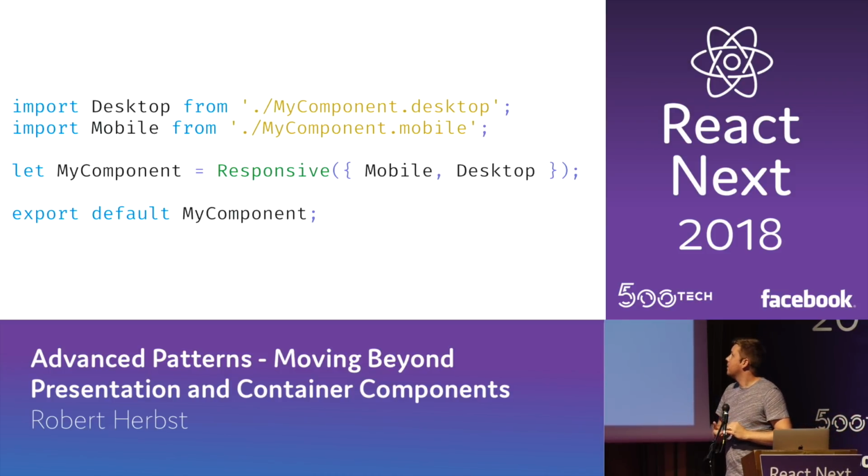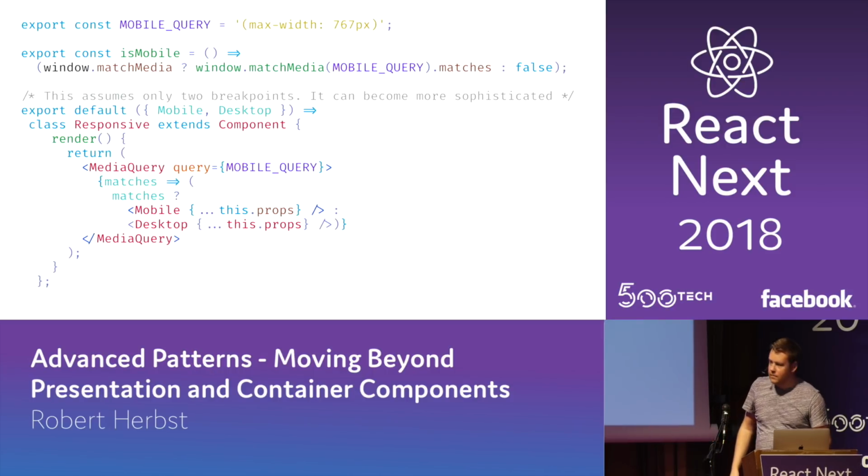So if you look at the code there, we've got a desktop version of our component, a mobile version of our component, and a responsive helper that's going to take them in and export a wrapped my component. And what this means is that in parent components of this, I can just render my component and not have to worry about which one's going to render. It takes care of itself based on which device it's in. Here's the code for this.